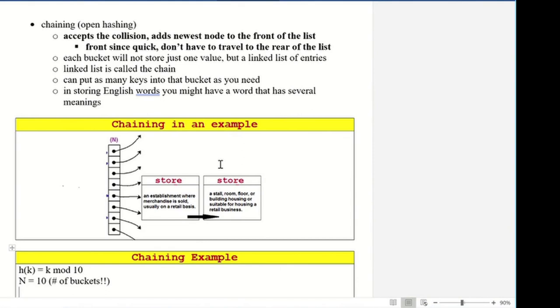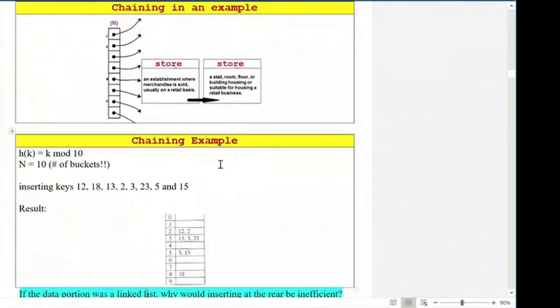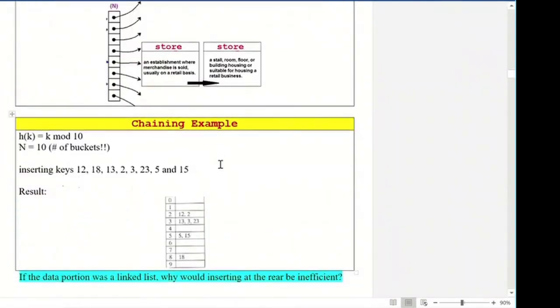But the book does use different examples. It's not yet, but I'm showing you the chaining example that it shows in the book. So here it's giving you the hash function, which is h of k, and k is the mod of 10.